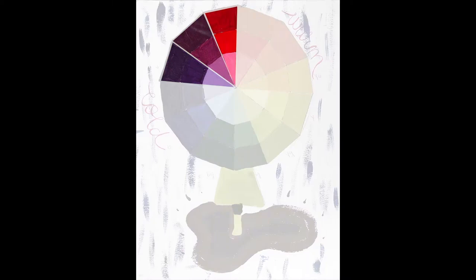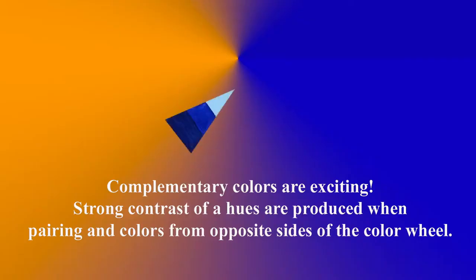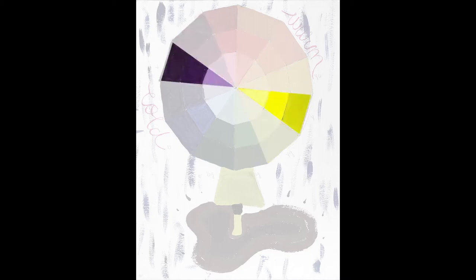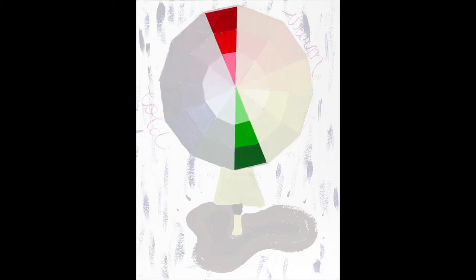Complementary colors are exciting. Strong contrast between hues is produced when pairing colors from opposite sides of the color wheel. A complementary scheme is used to grab the viewer's attention. Select any colors opposite each other on the color wheel to use this scheme. Consider muting or toning down bright colors so it's less jarring for the viewer.